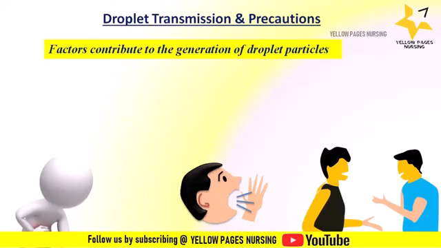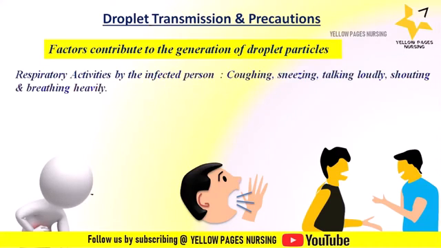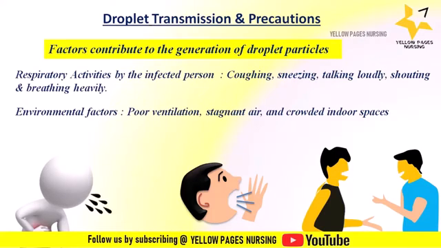Next comes factors contributing to the generation of droplet particles. First is respiratory activities. When an infected person coughs, sneezes, talks, sings, or breathes heavily, they release respiratory droplets of various sizes into the air. Next is environmental factors. Environmental factors play a role in the generation of droplet particles. Poor ventilation, stagnant air, or crowded indoor spaces can lead to the accumulation of infectious particles and increase the risk of droplet transmission.